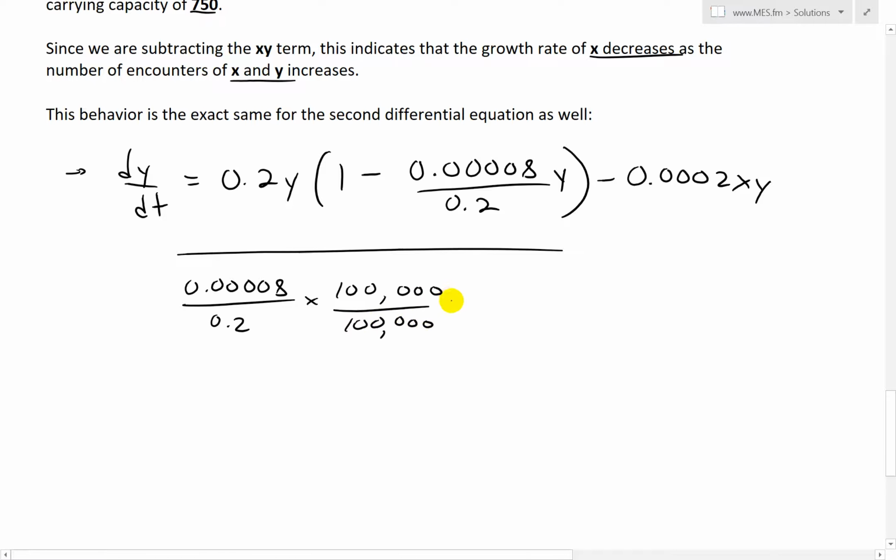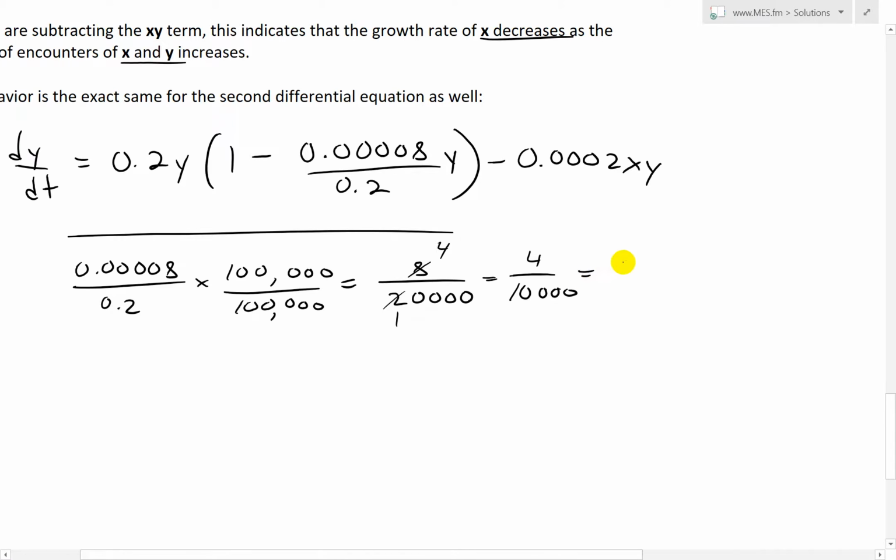Just to get rid of the decimal place, this equals 8 over 1 followed by 4 zeros. And then there's going to be 2, 1, 2, 3, 4, and this one we can just divide out by 2, that's 4, this is 1, so we have 4 over 10,000. And again, it's the same thing as having 1 over 2,500. So we could cancel this out. 4 goes into 10,000 2,500 times.